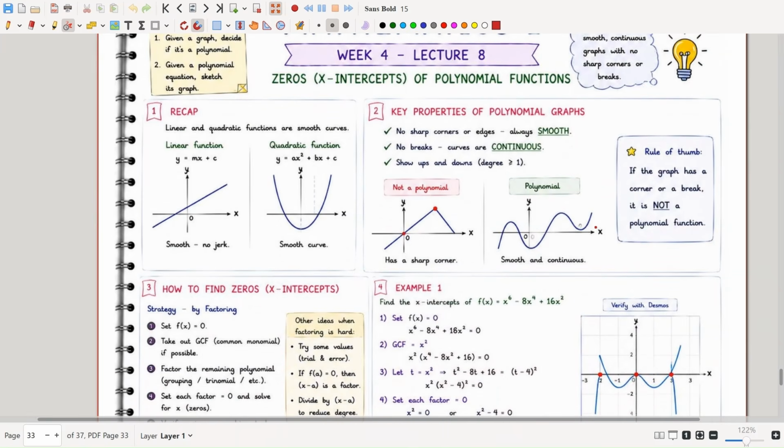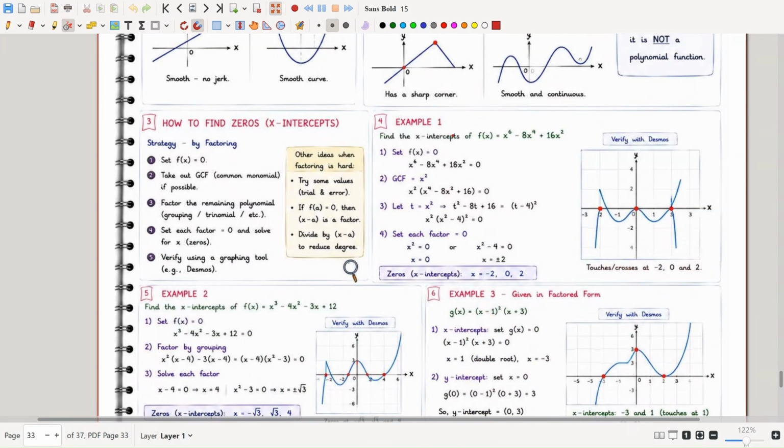Now let's move on to the zeros concept of a polynomial function. We know the key properties of polynomial graphs: they are always smooth and continuous, and they have some ups and downs. Now let us understand how to find the zeros. We first set f of x equal to 0, then find the greatest common factors if possible, factorize the remaining polynomial, set each factor equal to 0, and solve for x.